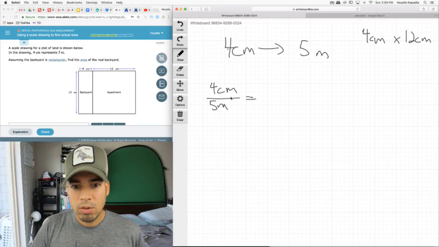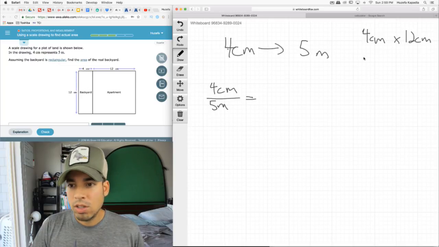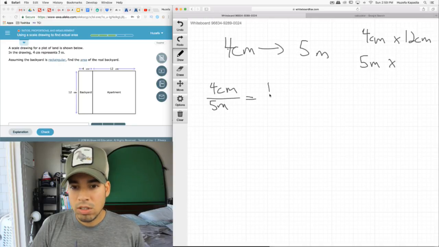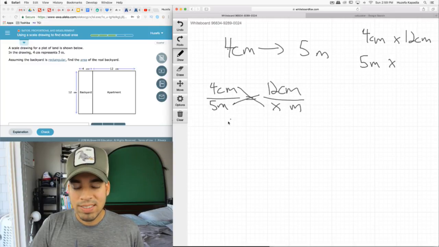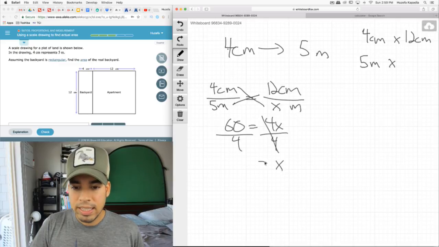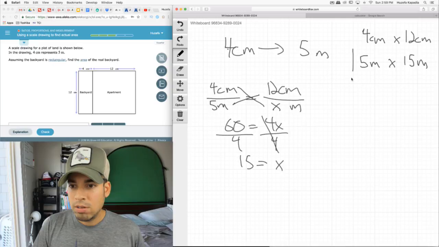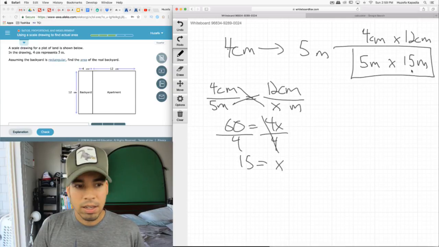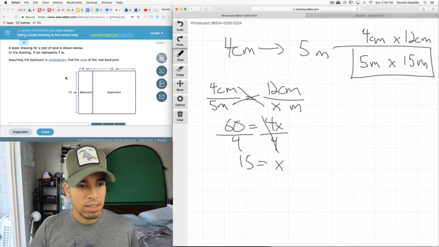And then now we're converting, well, we already know 4 centimeters is 5 meters. So the new one is 5 meters. We don't even have to use the proportion there. I know straight away. And then 12 centimeters, let's convert: 12 centimeters is equivalent to how many meters? Let's find out. Set it up, and then we cross multiply. 12 times 5 is 60. 4 times x is 4x. Divide both sides by 4, and we get x equals 15. So these are the dimensions of the real backyard. So 5 times 15 is 75.